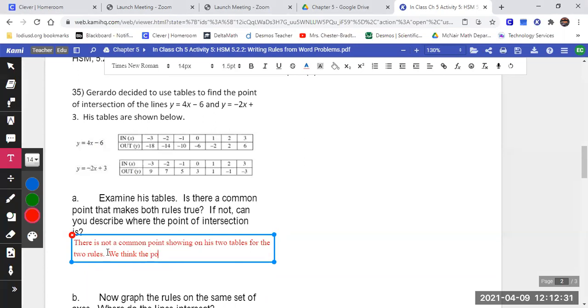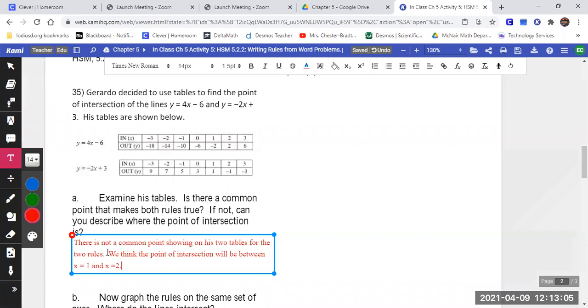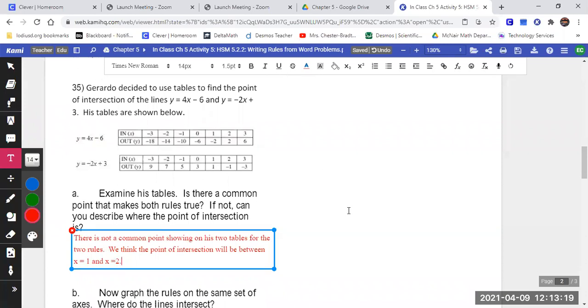So where do we believe the point of intersection is going to be? We think the point of intersection will be between what? What did we just figure out? X equals what and x equals what? X equals 1. Don't say 1, 1, just say x of 1 and x equals 2. That's where we believe the point of intersection is going to happen. Some fraction of a point between x of 1 and x of 2. We don't know how much. We don't know what it's going to be. But just going from a table of values, it's tricky.